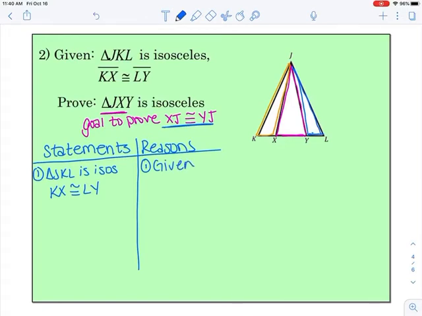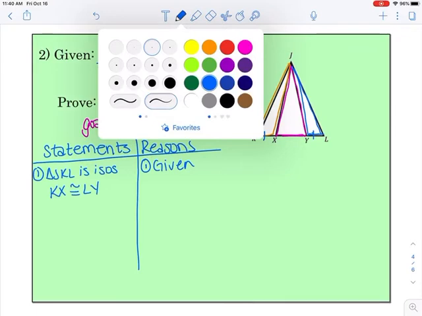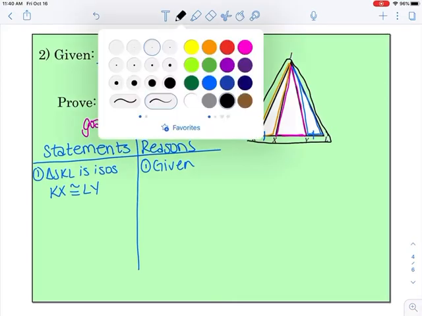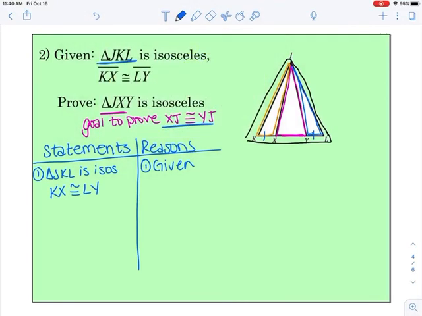Okay, so the first thing I'm going to do is mark off in my picture KX and LY. So KX and LY are there. Okay, and now also I'm told that the triangle JKL is isosceles, and JKL, I'm going to just kind of highlight in black around the outside, is this big triangle on the outside. Okay, so JKL is isosceles. So the first thing that I'm going to do here is I'm going to say that this side is congruent to this side because, again, definition of an isosceles triangle. Two sides of an isosceles triangle are congruent.